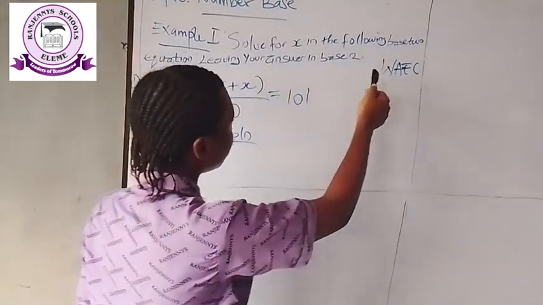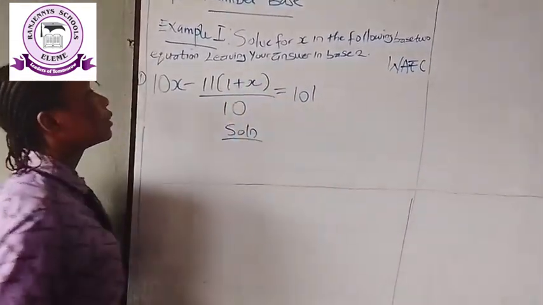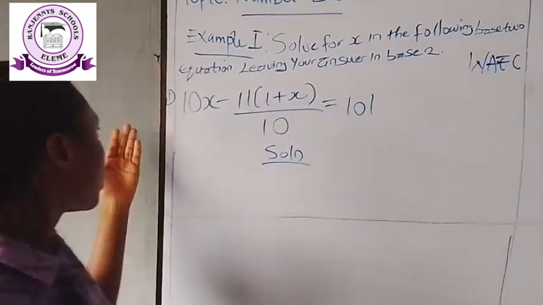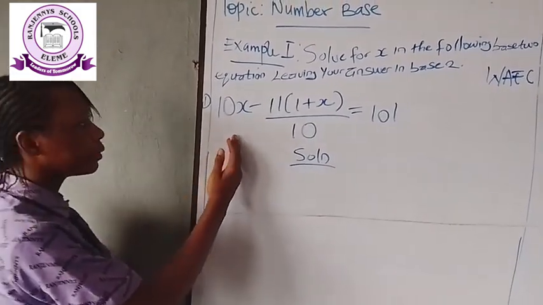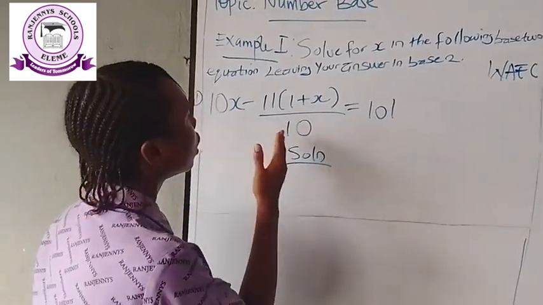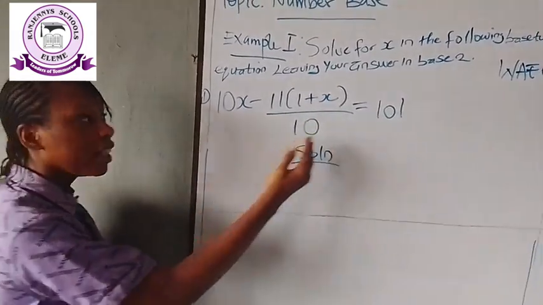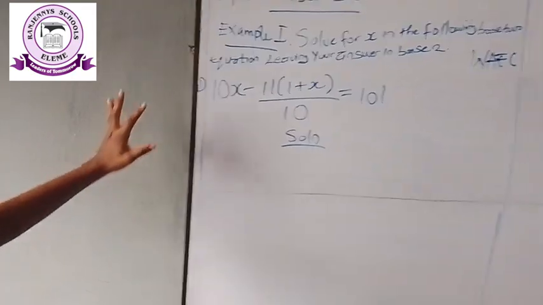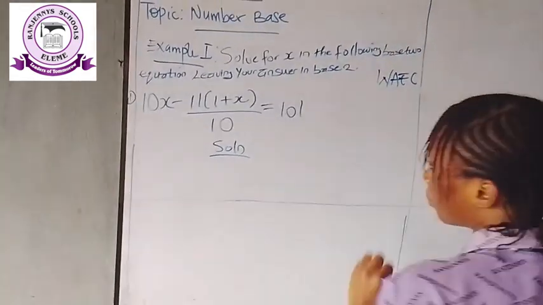Solve for x in the following base 2 equation, leaving your answer in base 2. This is a WAEC past question. The question is 10x minus 1 bracket open 1 plus x bracket close divided by 10 equals 101. If you look carefully, you will notice that all these figures are in binary.